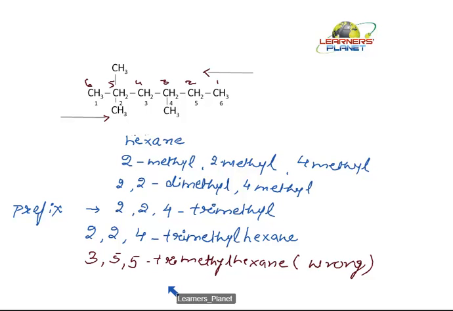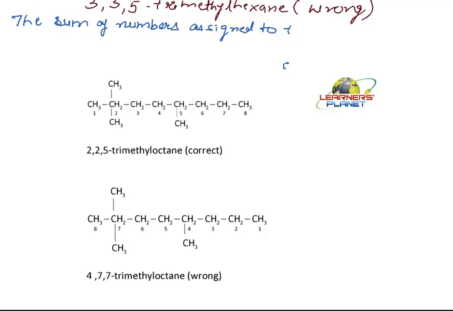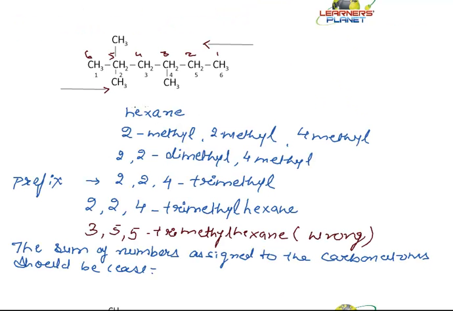There is one more rule: the sum of the numbers assigned to the carbon atoms with the substituent should be the least. So this should be least. Now what does this mean? Say in your first case, it is 2, 2, 4. What will be the sum of these numbers? It would be 2 plus 2 is 4, 4 plus 4 is 8. And in the second case, what would be the sum? It is 3, 5, 5. 3 plus 5 is 8, 8 plus 5 is 13. So that is why this is wrong.